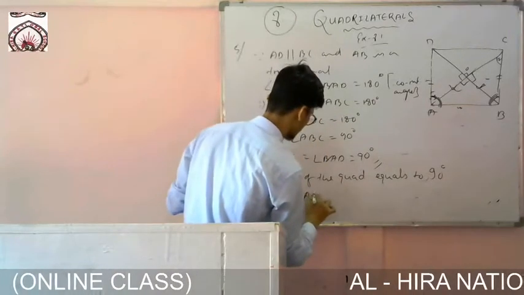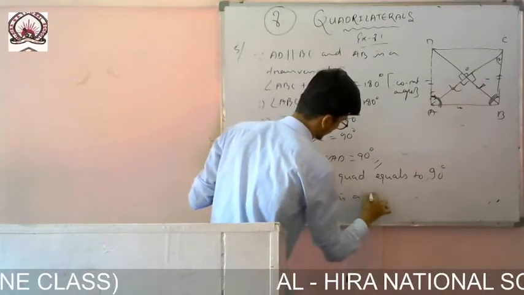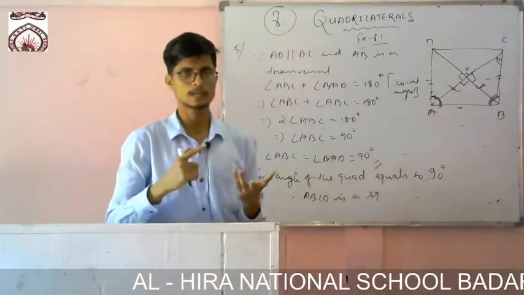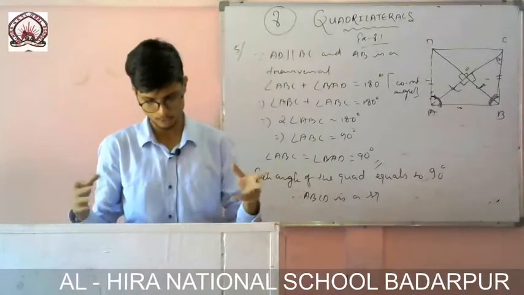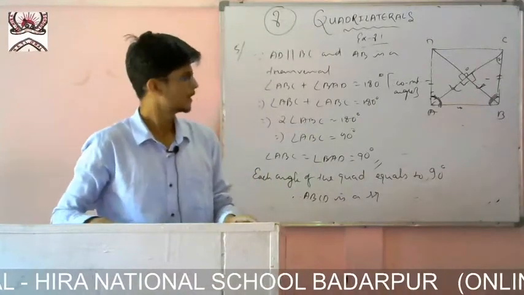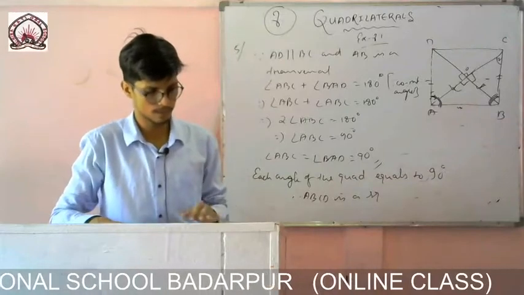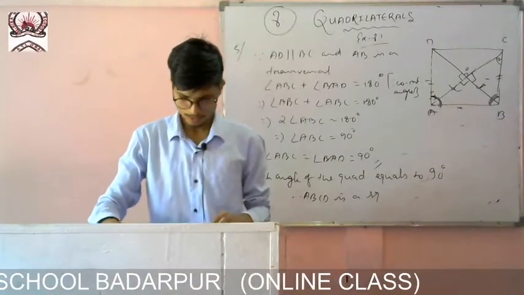Therefore ABCD is a square. Each angle measures 90 degrees. They are parallel. They bisect each other at right angles. So all of these are the properties of a square. Okay. Now question number 6.